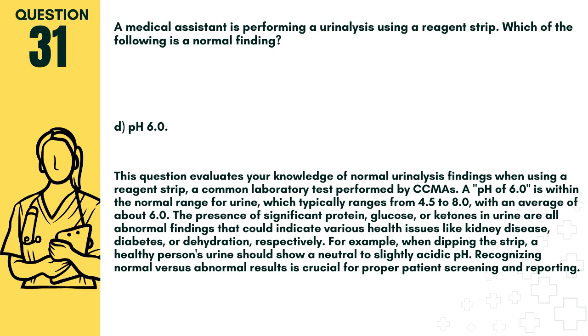For example, when dipping the strip, a healthy person's urine should show a neutral to slightly acidic pH. Recognizing normal versus abnormal results is crucial for proper patient screening and reporting.